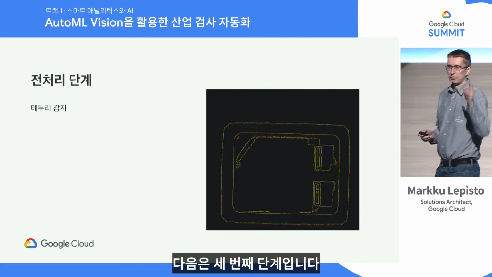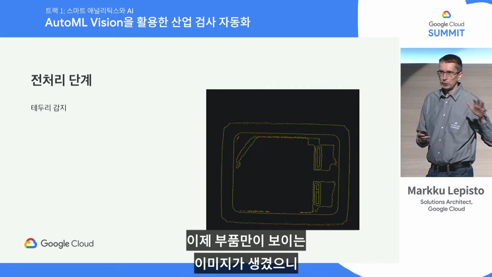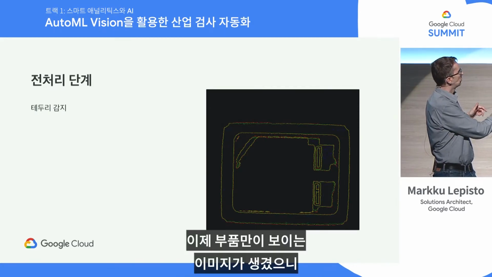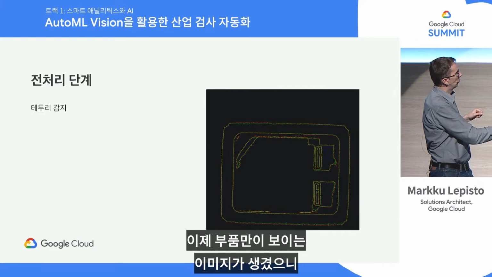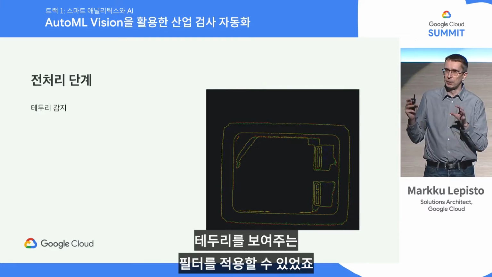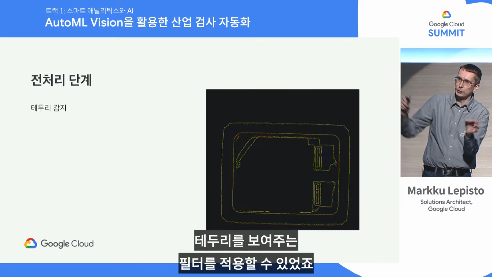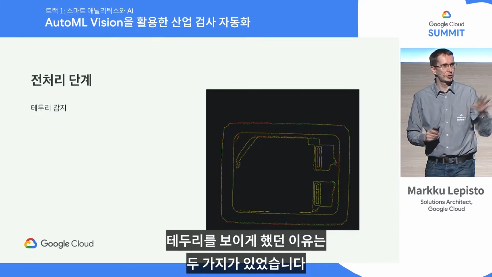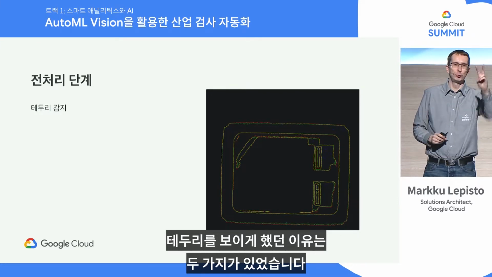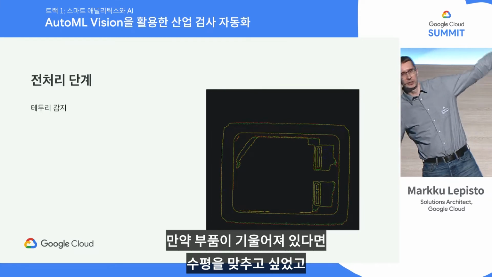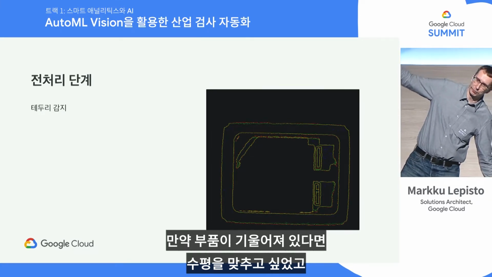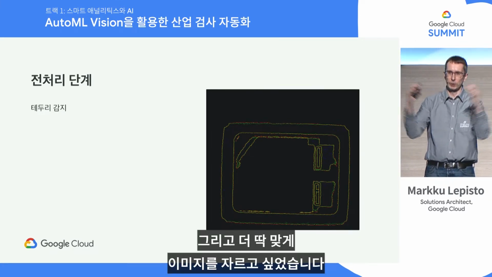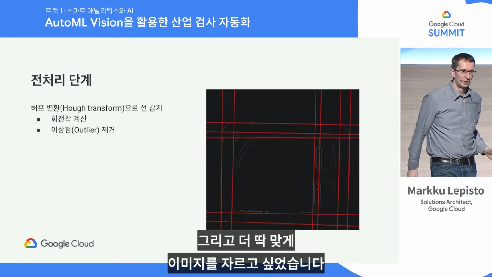Next, I applied step number 3. Now that we only have the object visible here, I'm able to apply a filter that gives us the edges. Now, why am I interested in the object edges? 2 reasons. I want to know, is it tilted in some way? I want to fix the tilt. And then I want to crop again very tightly.